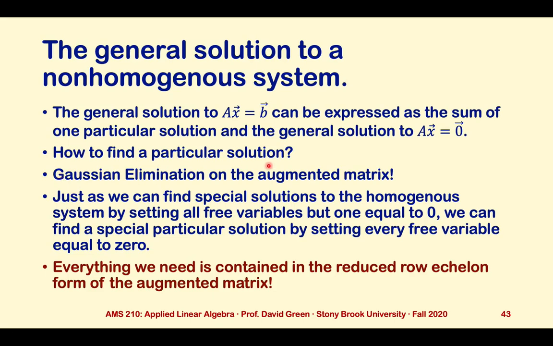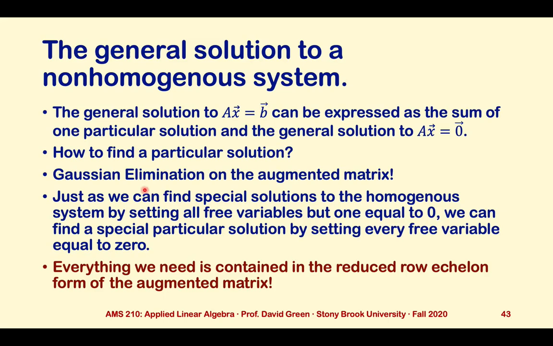Once we get to our reduced row echelon form, we are going to find that everything we need is contained in that reduced row echelon form. We don't ever need to go to a system of equations and solve it or make any sort of parameter choices directly. We'll be able to read all of our answers out of the reduced row echelon form.